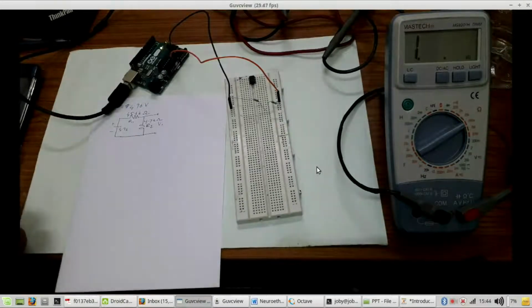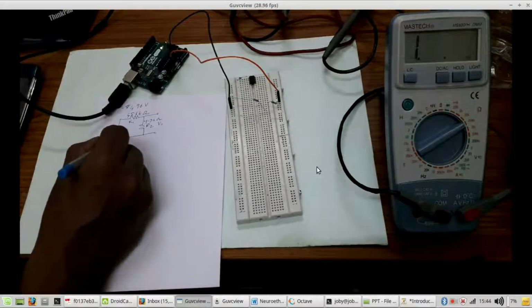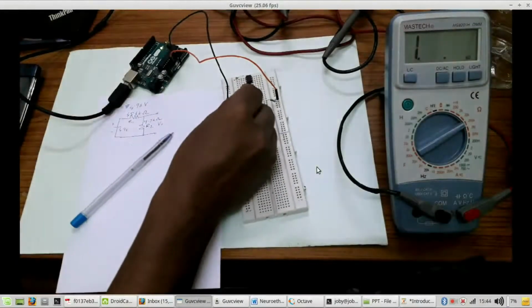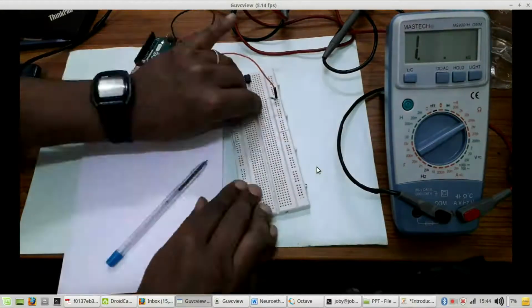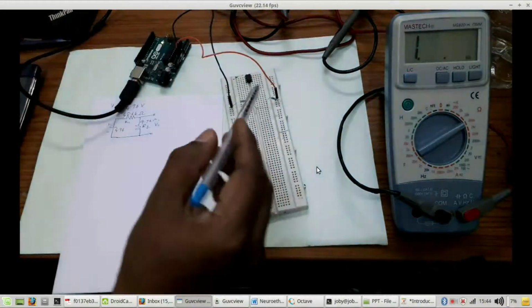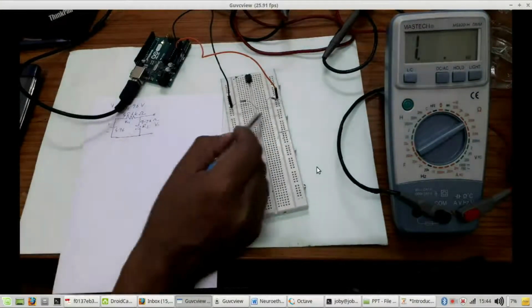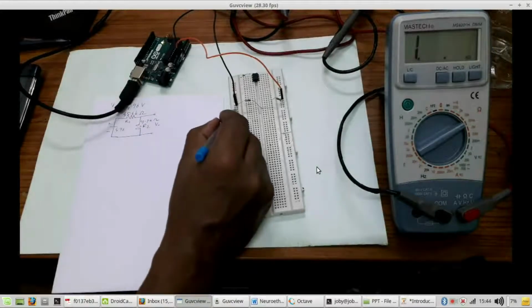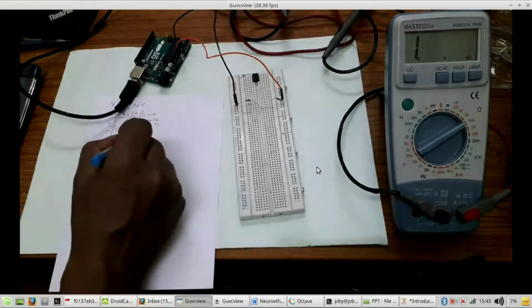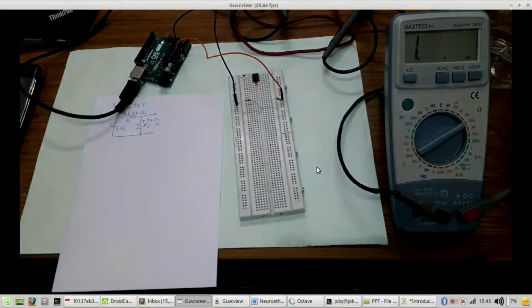Now we need this point to be connected to the negative terminal of the power supply, which is here. So I am going to connect it here. So these things are connected. This is the point where these two connections meet. What should be this measured voltage that we should predict?